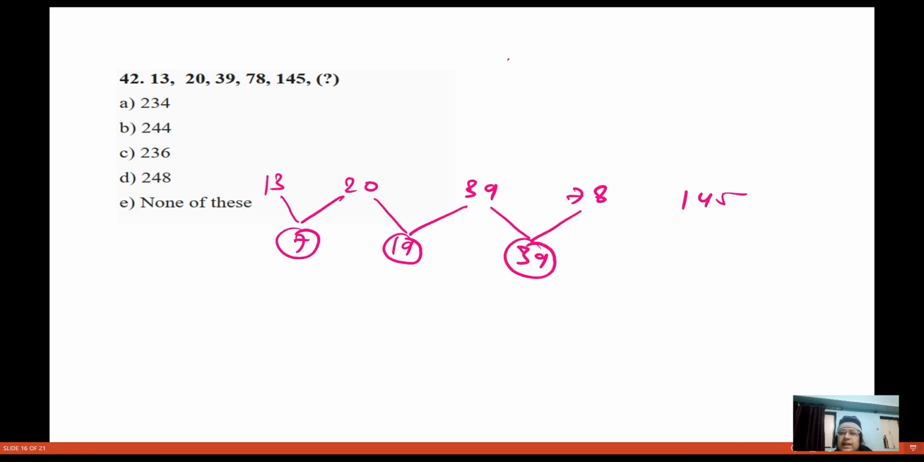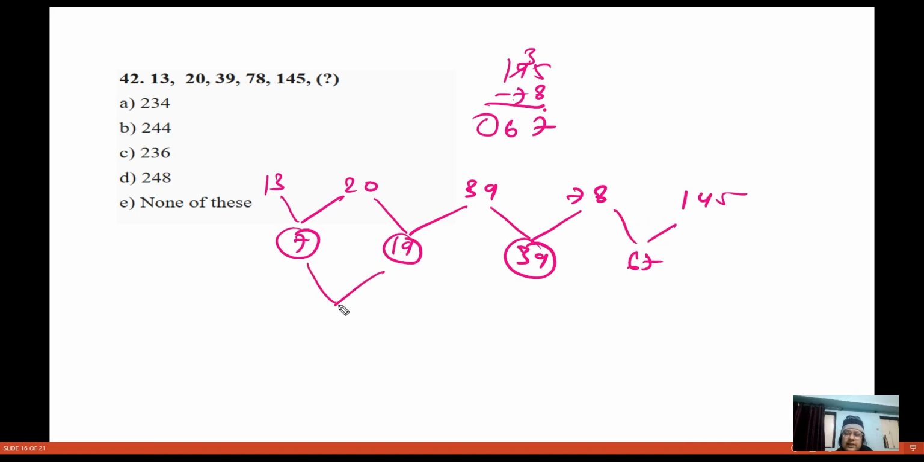Okay, this is 39, and 145 minus 78. So we are getting how much? We are getting 7 here. We are getting like 6 here, and we are getting 0 here. Okay, we are getting 0 here. So you are getting this as 67.